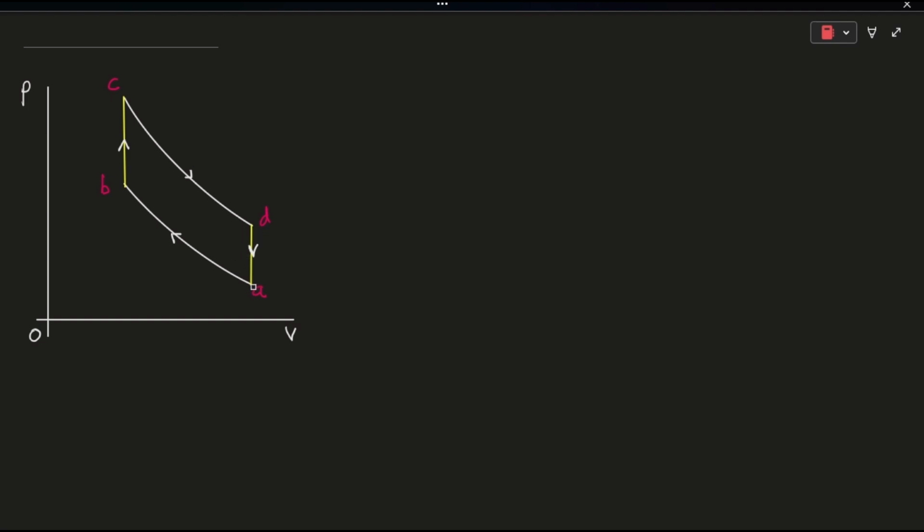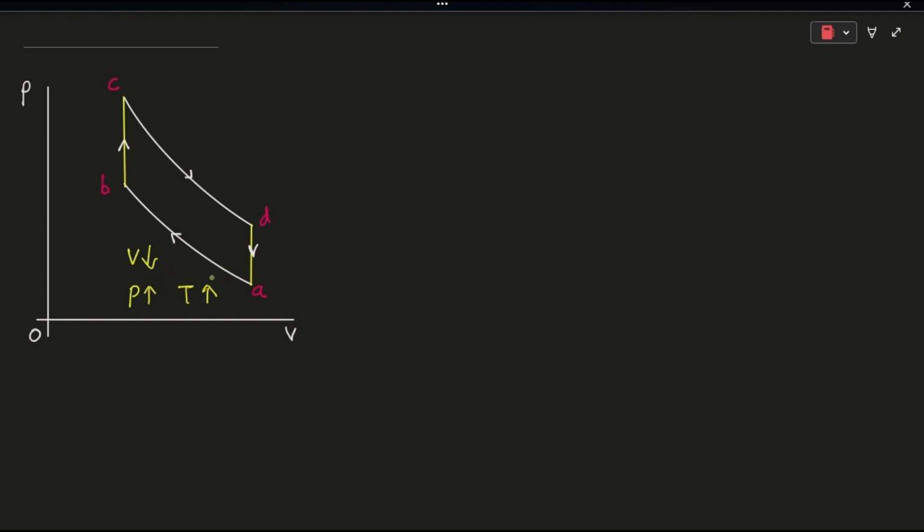So in the step A to B, the mixture is compressed adiabatically. So here the volume of the system decreases, intermolecular distance decreases, the frequency of collisions also increases, the energies of the molecules increase, causing an increase in the pressure of the system and also an increase in the temperature of the system. So volume decreases, pressure increases, and temperature also increases. So now these combined conditions generate favorable conditions for ignition.